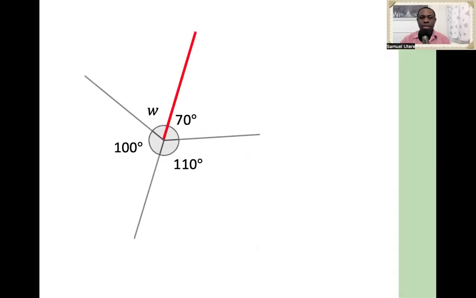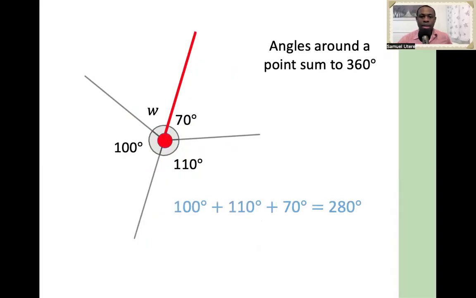How do we find the missing angle W? We know that the full turn is 360 degrees. So it means when we add 100 plus 110 plus 70, which is equal to 280 degrees, and we add W to it, we should really get 360 degrees. So our equation should look like this. So by now, you know how to solve equations. So when we actually do this, this is what it would look like.